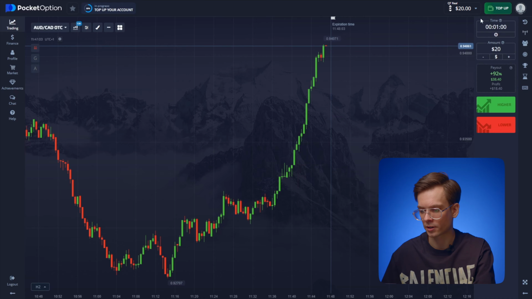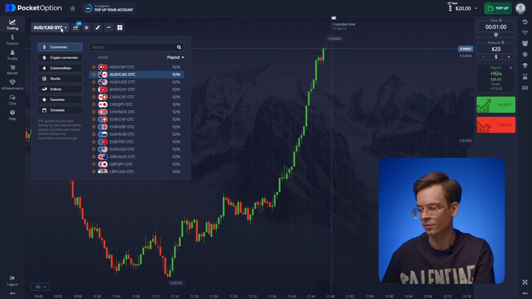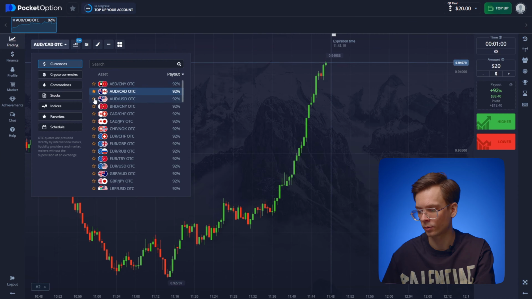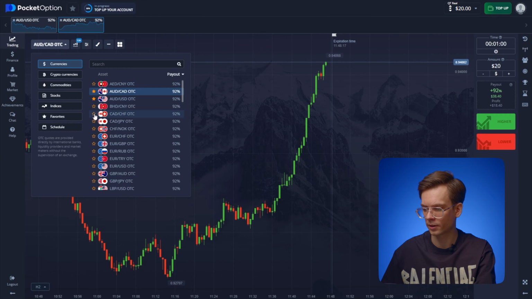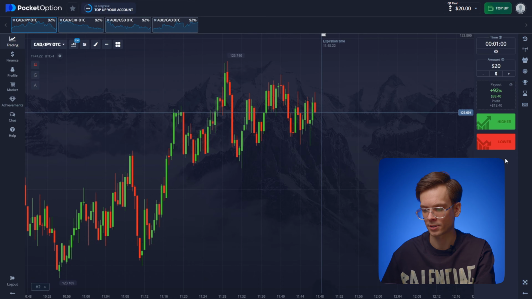Trade duration is gonna be 1 minute. Let's set the candlestick time frame to 30 seconds. The currency pairs I'm gonna work with today are the Australian and the Canadian dollar, the Australian and the US dollar, the Canadian dollar and the Swiss franc, and the Canadian dollar and the Japanese yen. All with the maximum percentage 92.